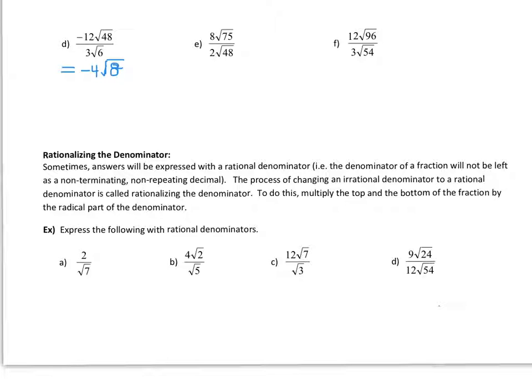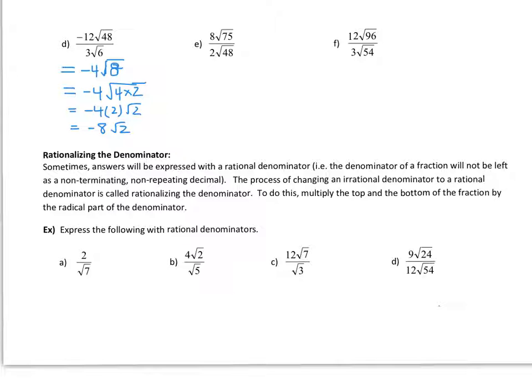All right, now 8 can be broken down further. 8 is the same thing as 4 times 2. So I can change that into 4 times 2. And so the 4 will come out and become a 2, and I will have negative 4 times a 2, and then times the square root of 2. And then negative 4 times 2 is negative 8, and root 2 is multiplying it.